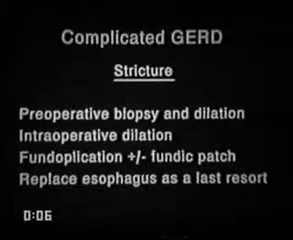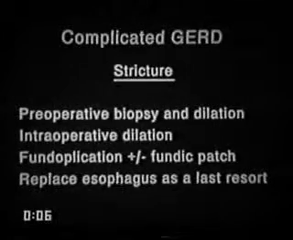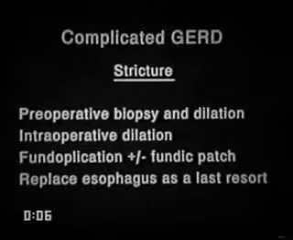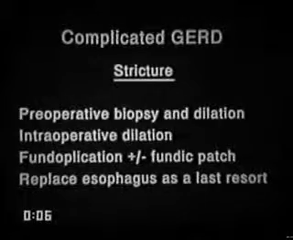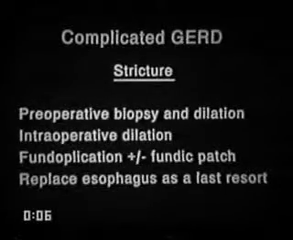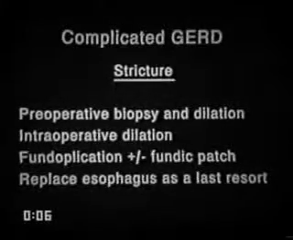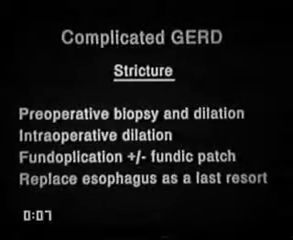Be prepared then to do an intraoperative dilation. You should be able to get the patients up to at least a 50 and hopefully a 60 French intraoperatively, and then to perform a fundoplication. Now, in some instances, if the stricture is non-dilatable, one of the options is to do a fundic patch, a so-called Thal patch, opening the stricture up and closing the stomach over it as an esophagoplasty.